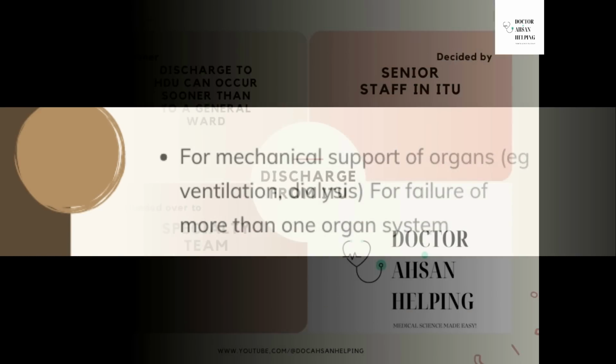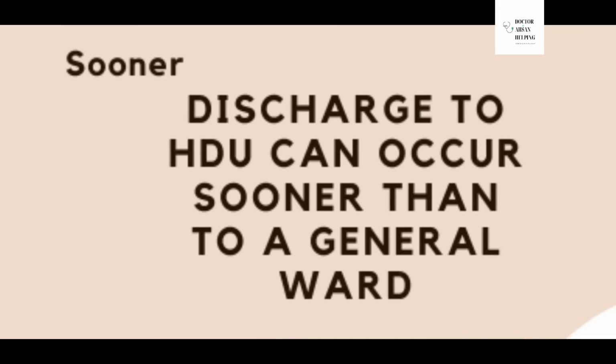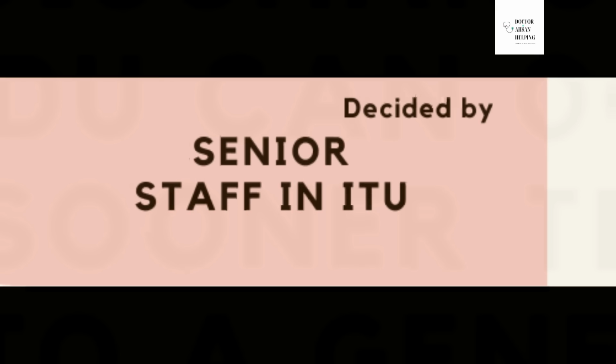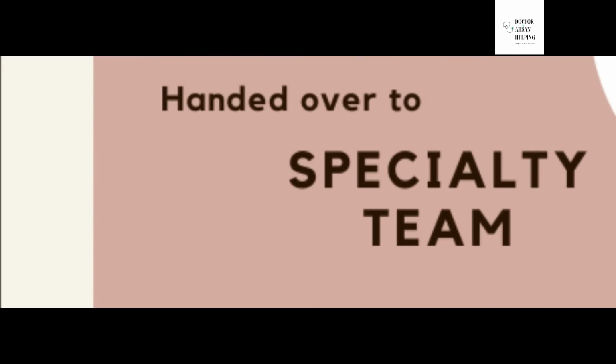intensive therapy unit. When patients are discharged from the intensive therapy unit, they can be discharged to HDU, high dependency unit level 2 care, which can occur sooner than to a general ward. The discharge from intensive therapy unit is usually decided by senior intensive therapy unit staff, and care is handed over to the specialty team. Then there is a concept of poor outcome in the critically ill patient.